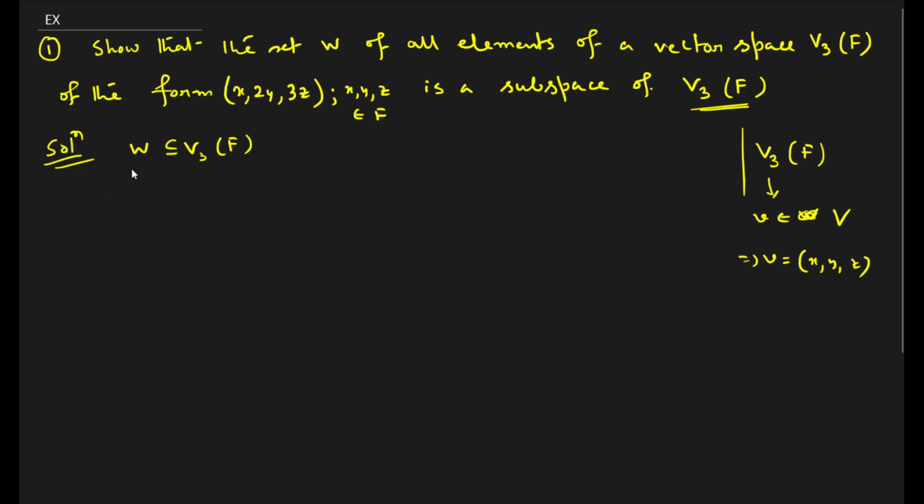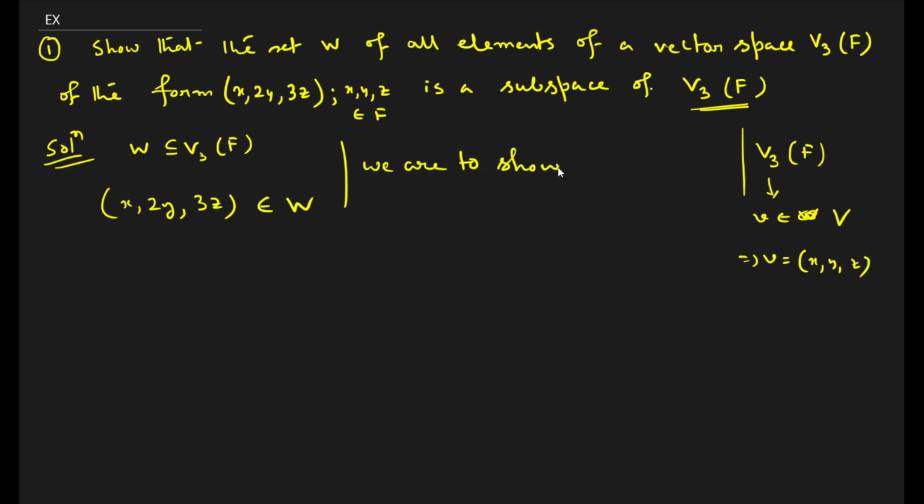Let us see it again. W is a subset of V3 of F. Now what kind of element will be in W? If that element is of the form x, 2y and 3z, then it will come in W. Now what we have to show is that W is a subspace of V3 of F.